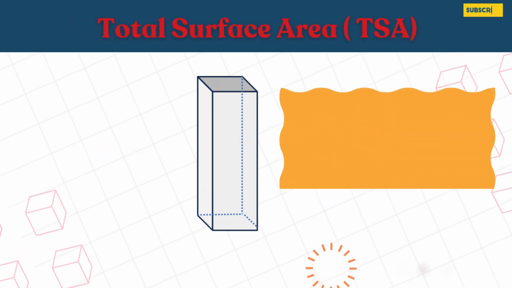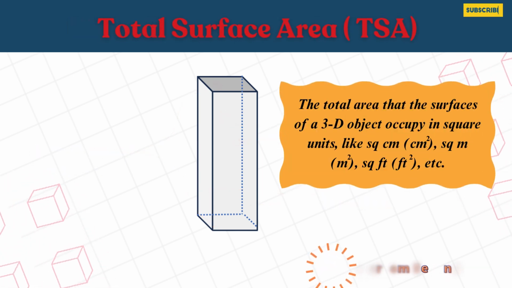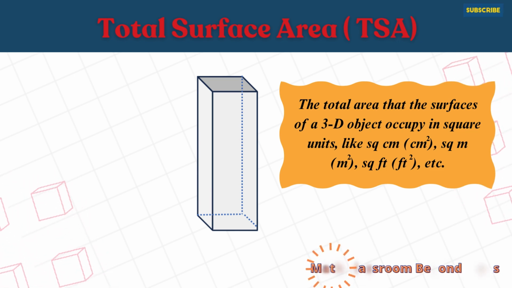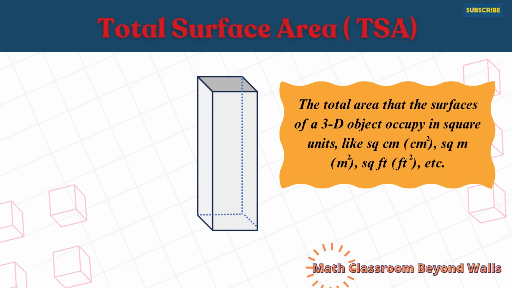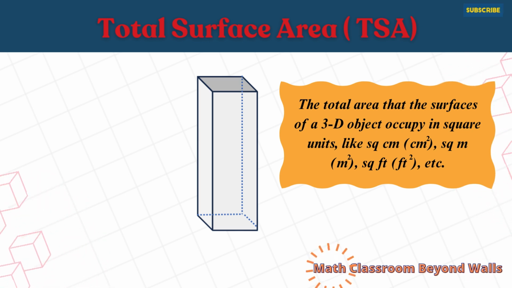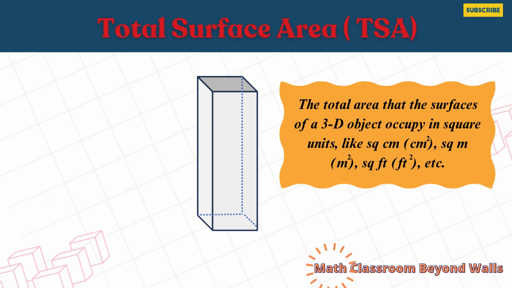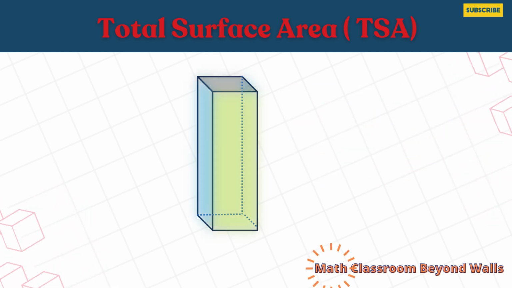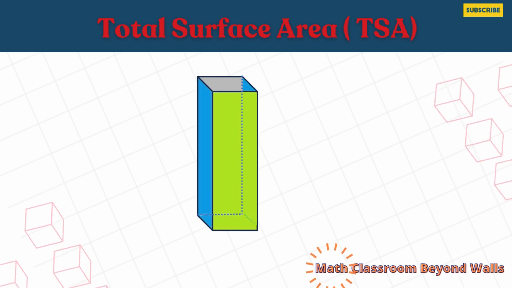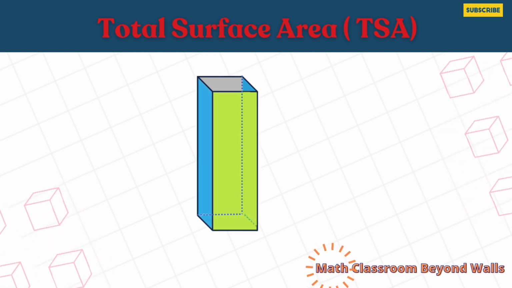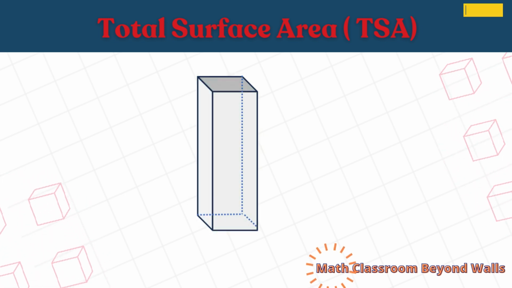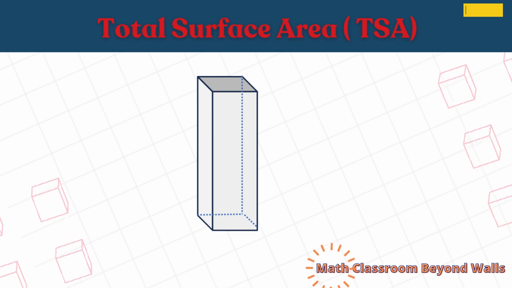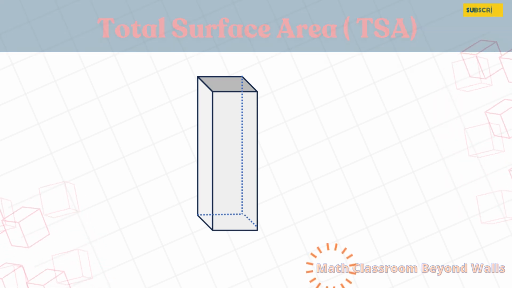The total surface area is the total area that the surfaces of a 3-dimensional object occupy in square units, like square centimeters, square meters, square feet, etc. Since the surfaces in our box are rectangles, then we just multiply the length and the width of the shape to get its area, correct? Let us open our box and see what we will get out of it.